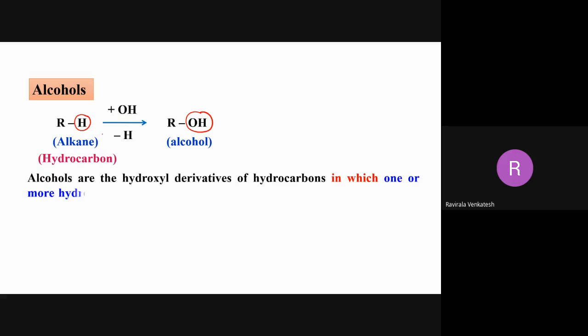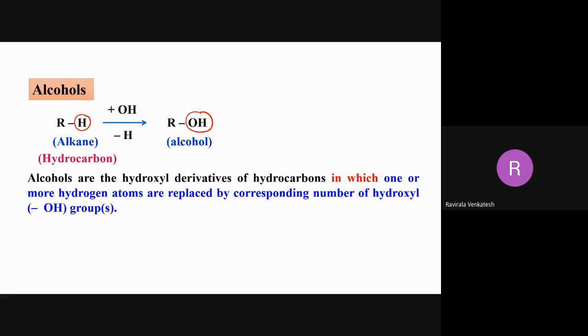This is called alcohol. In an alkane, when one of the hydrogens is replaced with OH, we get the alcohol. The OH is called the hydroxyl group. Don't call it OH OH, call it the hydroxyl group. Hydroxyl means OH group, right?